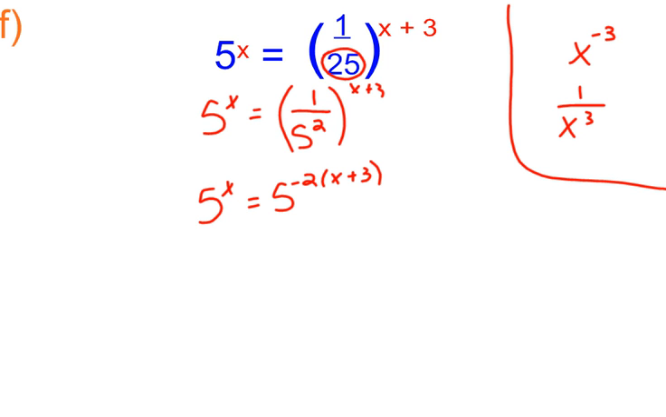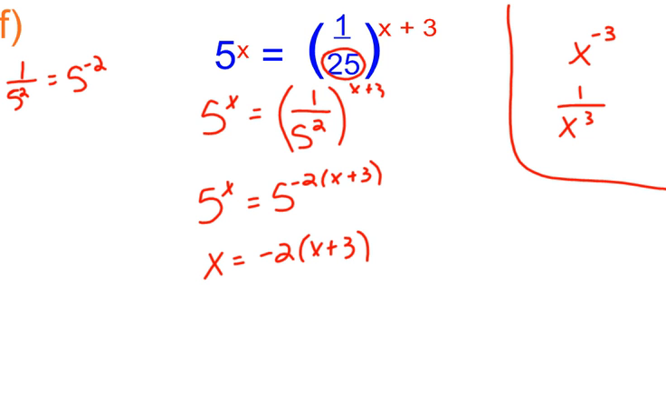If you want to double check that, you could always on your calculator put in 1 over 5 squared, so 1 over 25, you get that decimal, and it should be the same decimal as 5 to the negative 2. That's how you'd know that you did that correctly if you weren't sure about it. Now that I've done that, I have the same base for both. So I have x equals negative 2 times x plus 3.